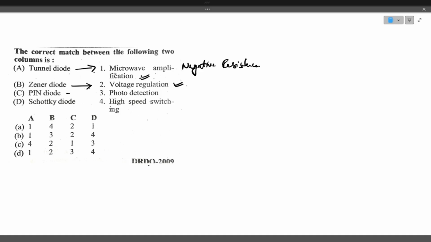Pin diode is used in photo detection because of its intrinsic nature in between. In pin diode, there is an intrinsic semiconductor in between, which conducts very heavily between P and N. So this helps the pin diode to generate the reverse current when it is exposed to the quantum energy, that is light energy. So pin diodes are basically used for photo detection. Schottky diodes are used in high speed switching. Basically it is used in SMPS, switch mode power supplies, high speed switching, because of its low forward voltage drop. Okay, so the answer is option D. 1, 2, 3, 4.